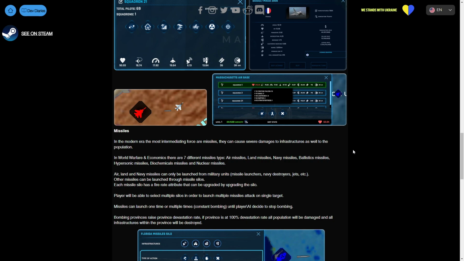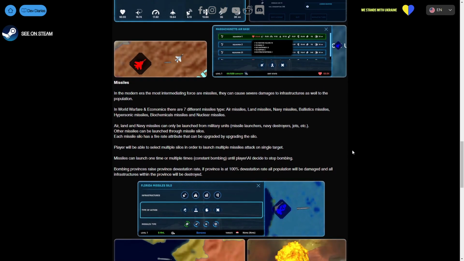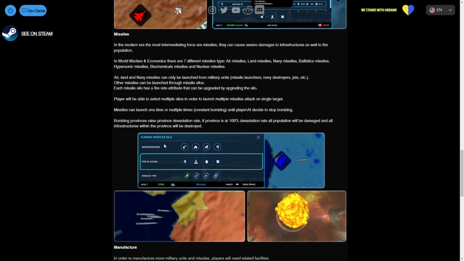The player will be able to select multiple missile silos in order to launch multiple missile attacks on a single target. Missiles can be launched one time or multiple times, which is consistent bombing, until the player AI decides to stop the bombing. Bombing provinces raises the province devastation rate. If the province is at 100% devastation rate, all population will be damaged and all infrastructures within the province will be destroyed. So we see the Florida missile silos, we have infrastructures, type of action, missile types, etc.